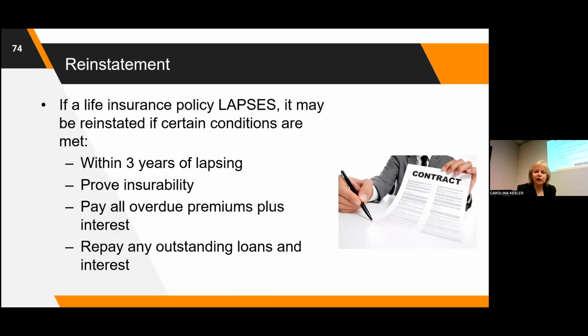You must have a new medical, prove insurability. You must pay any overdue premiums plus interest on those. And you must repay any outstanding loans with interest. You do not have to pay next year's premium up front. They say you have to do all the following, except, and that's the one you don't have to do. You don't pay next year's premiums up front.